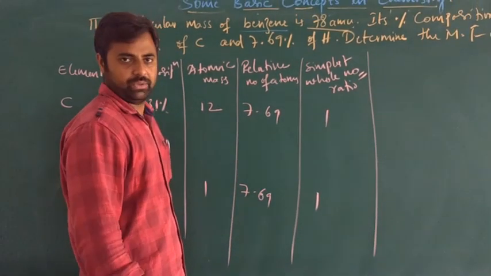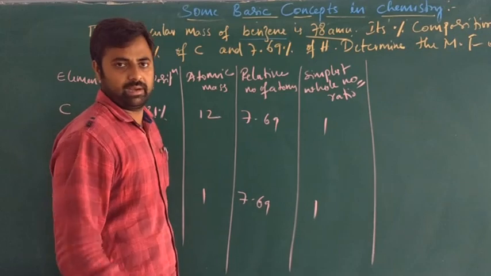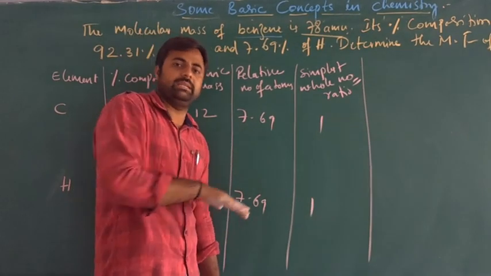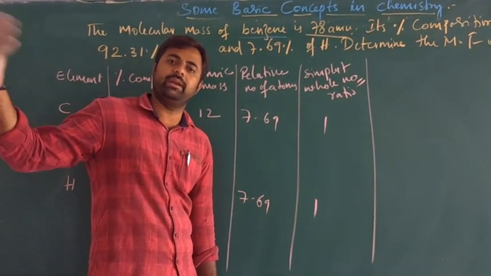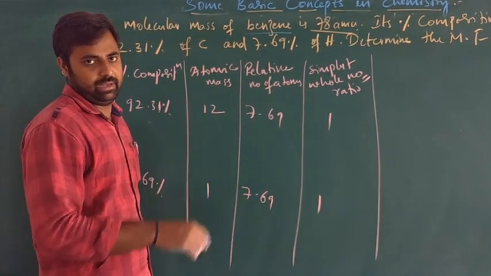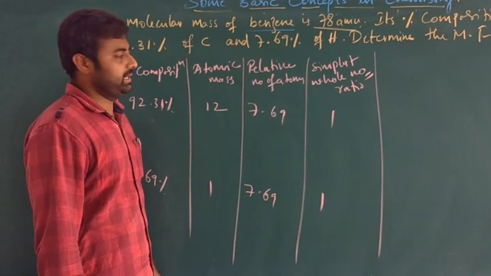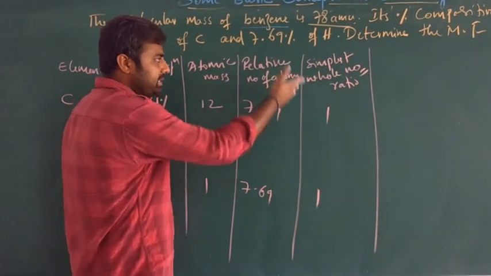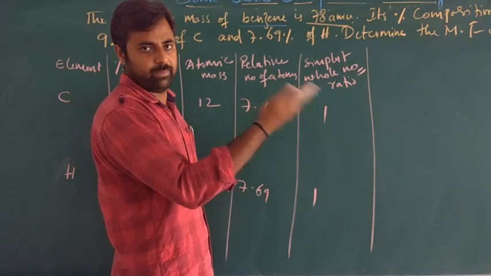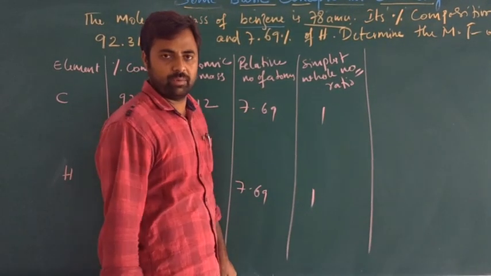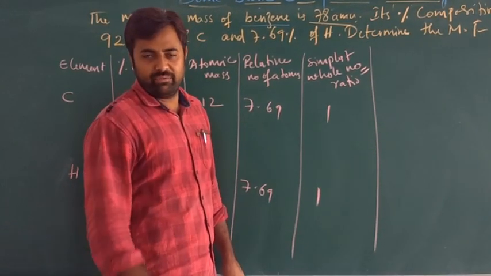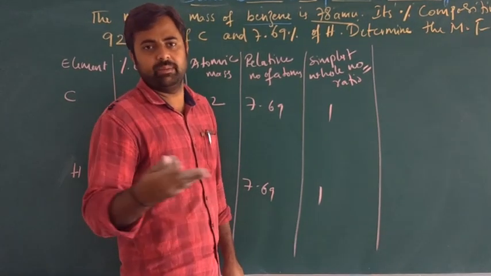So there is no need to multiply by a suitable integer. If it is not in whole number ratio, then you have to multiply by a suitable integer, and then it is converted into the simplest whole number ratio. But in this case, there is no need to multiply. So by using the simplest whole number ratio, you can easily write the empirical formula. By using that empirical formula, you can calculate the empirical formula mass. With the help of that empirical formula mass, you calculate the n value. By using the n value, you can easily write the molecular formula.